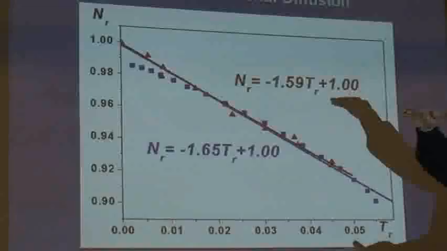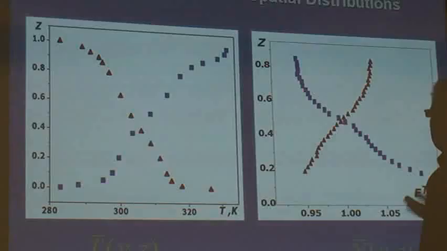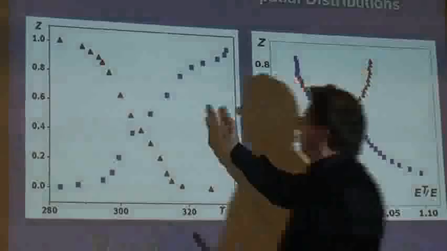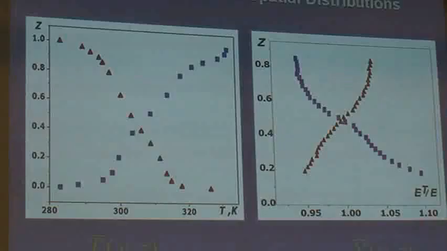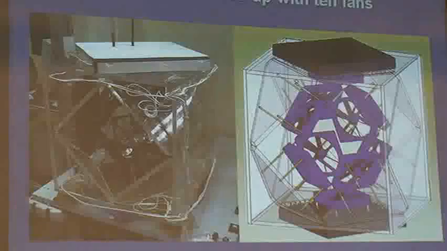Okay. This is unstably stratified flow, and this is stably stratified. Of course, when we change the direction of the temperature gradient, we see in the previous slide that the temperature gradient is slightly different. They are not exactly the same. That's why we obtain not exactly the same results for stably and unstably stratified flows.